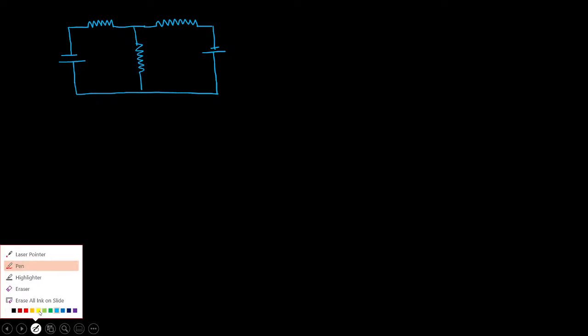They had given certain values for this. Let me give all those values. What they told is this one is 12 voltage and this one is 6 voltage. They have clearly given the polarity. This is minus, this is plus, this is minus, this is plus. Next, this resistance value is also clearly given. So this one is given as 4 ohm resistor, this one as 8 ohm resistor, and this one as 12 ohm resistor. Now the question is, what is the value of I, the current through the 12 ohm resistor?